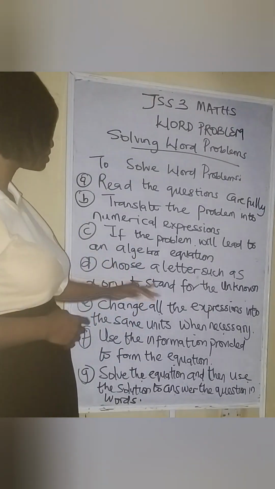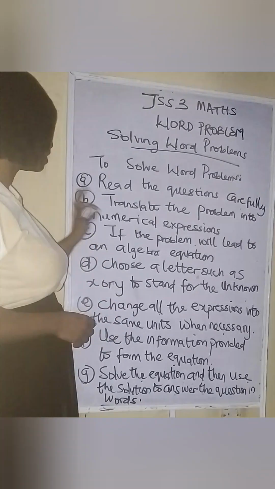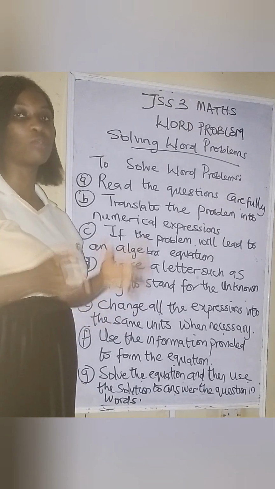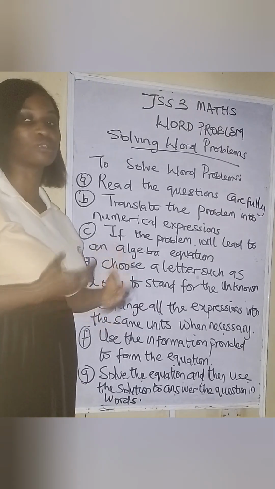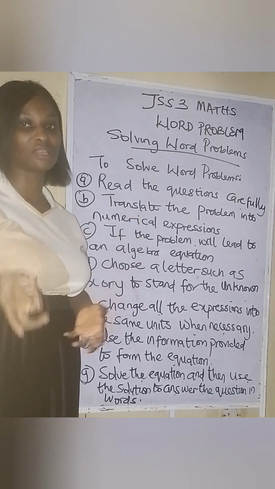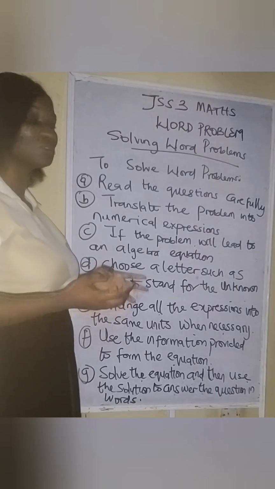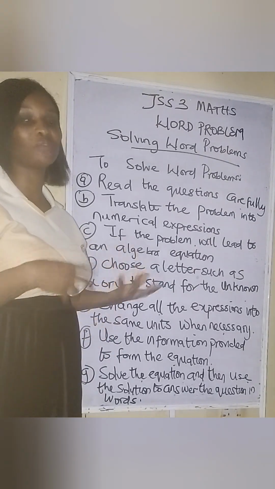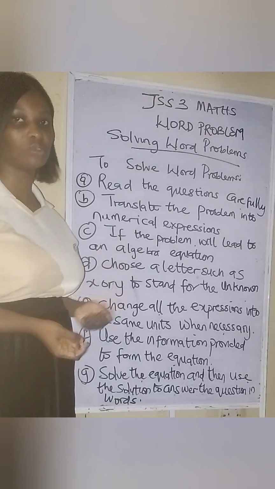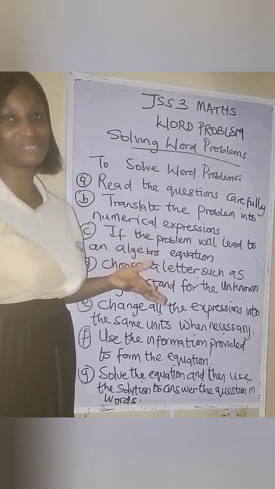Next one, choose a letter such as x or y to stand for the unknown. In word problems you always come across questions with unknowns. They say find the unknown numbers, find this, find that. So you have to learn to use x or y. You can also use a or b. You can use any letters of your choice to find the unknown. It's not necessarily x or y; it can be a, b, c, d, any letter of your choice.